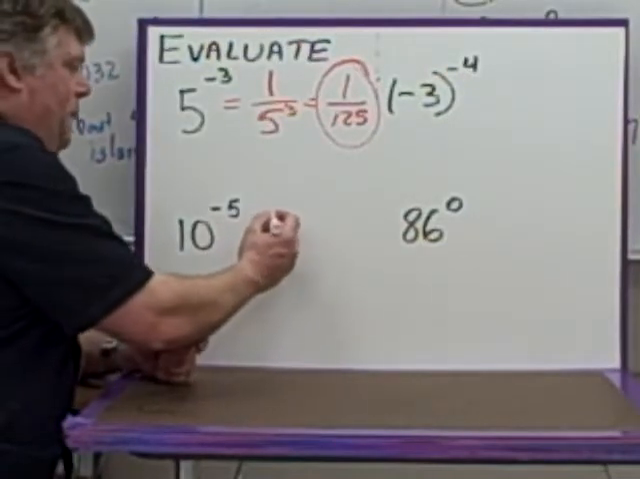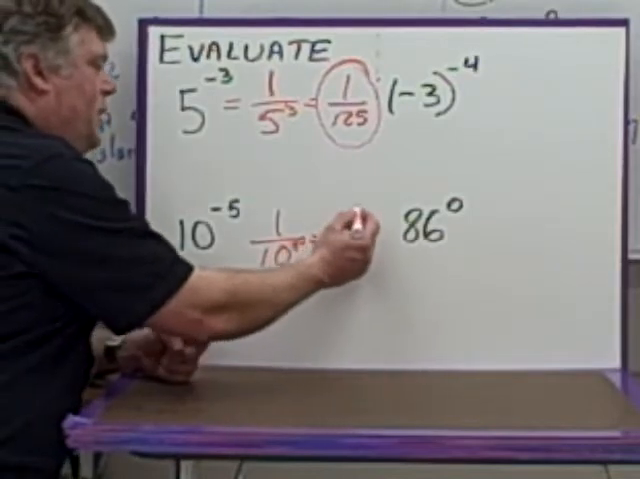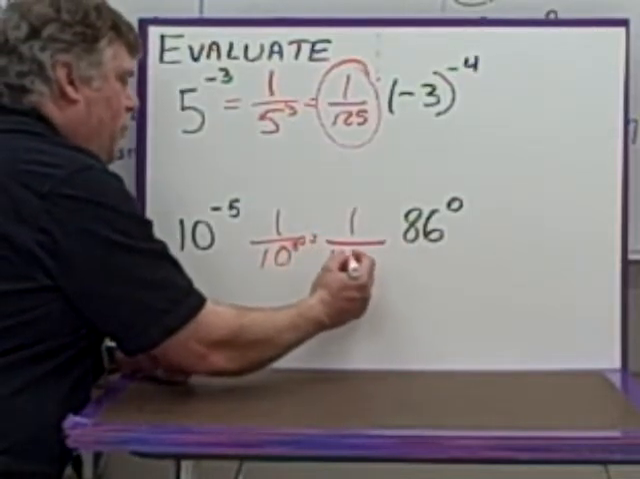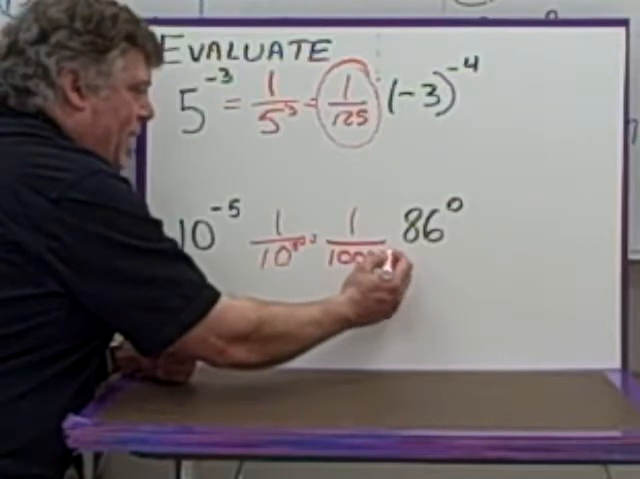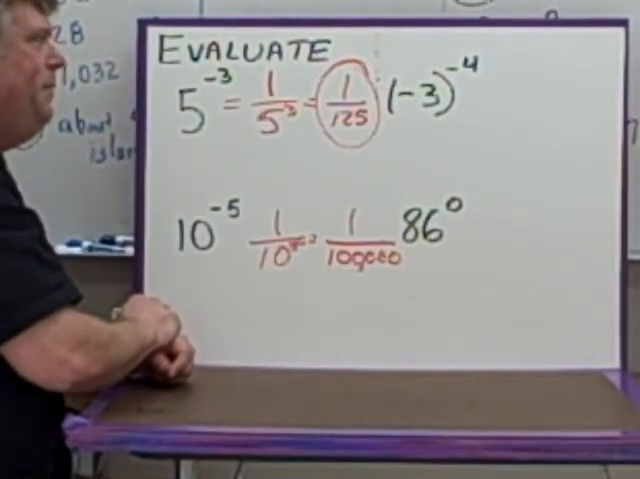10 to the negative 5 would be 1 over 10 to the positive 5, which would be equal to 1 over 1 with 1, 2, 3, 4, 5 zeros. 1 over 100,000.